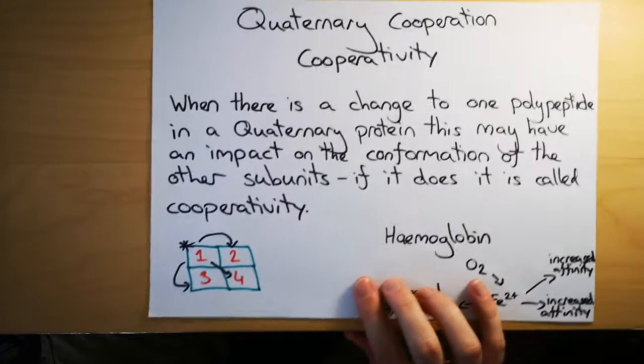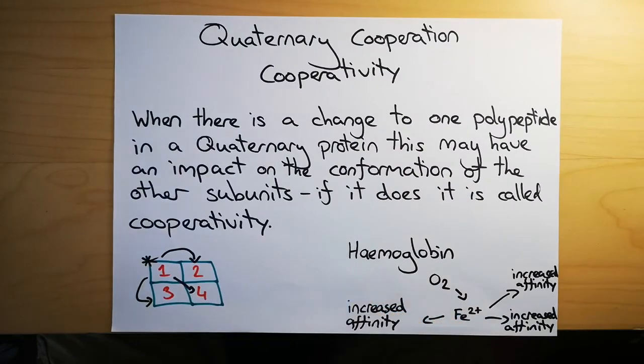So this is our quaternary proteins having the individual polypeptide subunits having an impact on the conformation of the other subunits that are there, and we'll talk a little bit about this. So when there is a change to one polypeptide in a quaternary protein, this may have an impact on the conformation of the other subunits. If it does, this is called cooperativity.